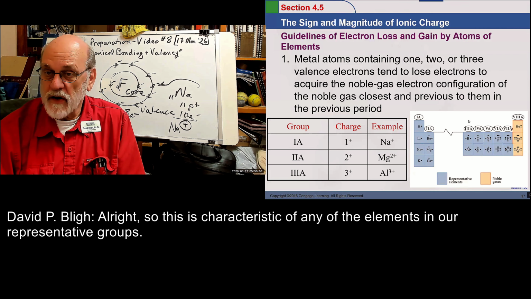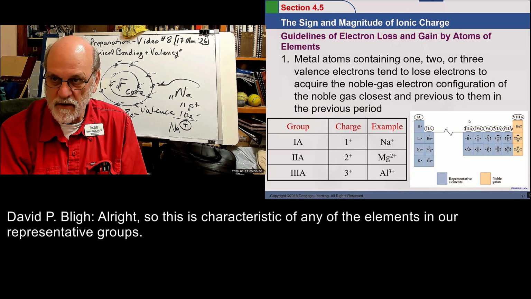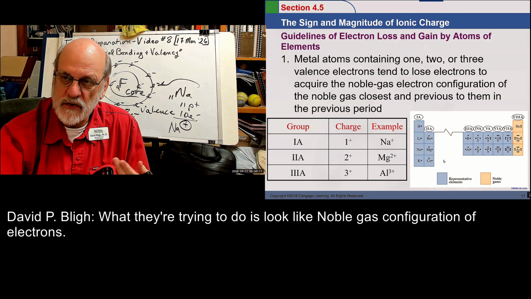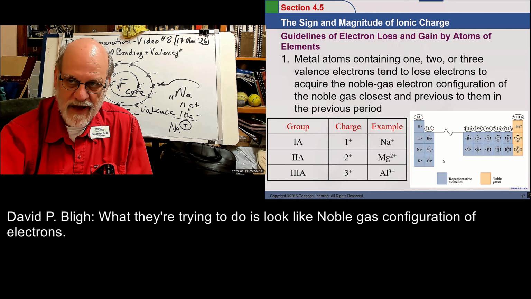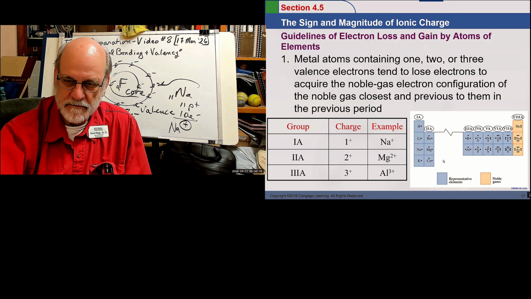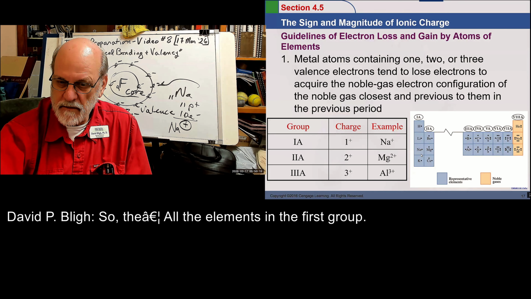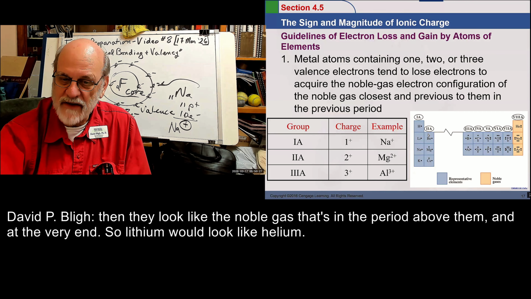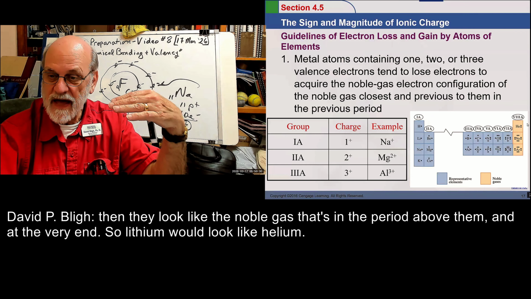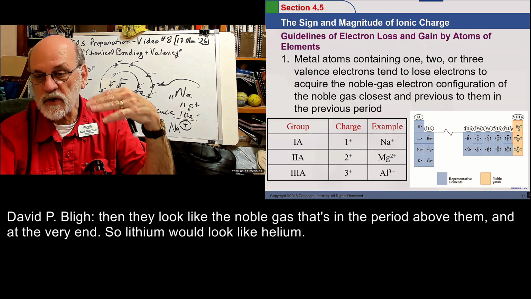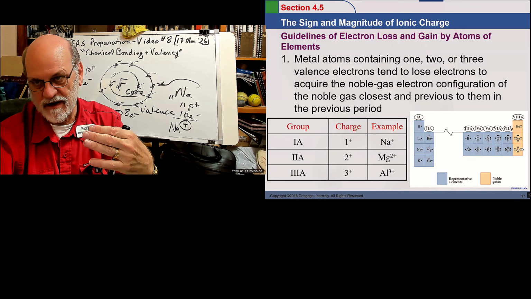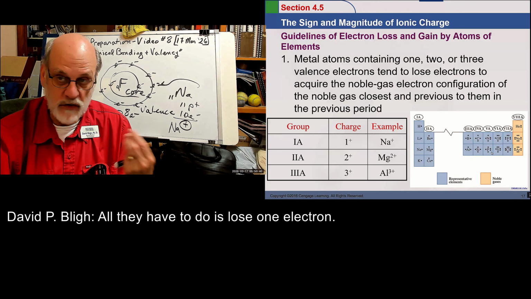All right, so this is characteristic of any of the elements in our representative groups. What they're trying to do is look like the noble gas configuration of electrons. So all the elements in the first group, if they lose an electron, then they look like the noble gas that's in the period above them and at the very end. So lithium would look like helium. Sodium would look like neon. Potassium would look like argon. All they have to do is lose 1 electron.